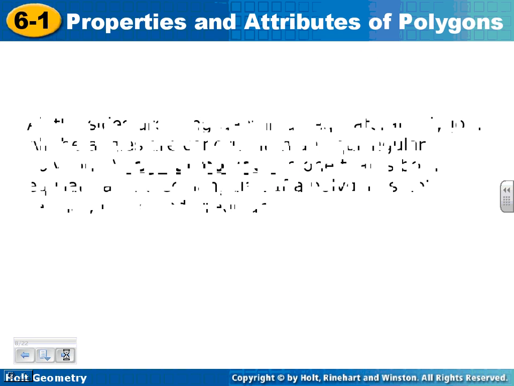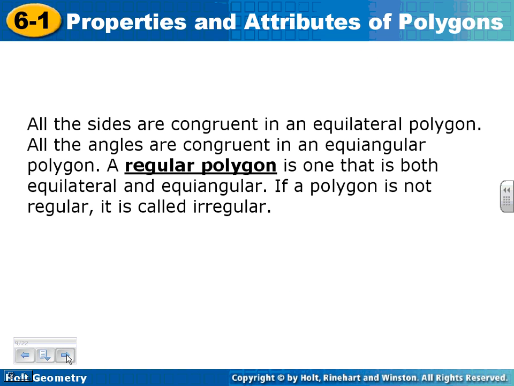All right, some more definitions here. It reads, all the sides are congruent in an equilateral polygon. All the angles are congruent in an equal angular polygon. Big vocab word. A regular polygon is one that is both equilateral and equal angular. If a polygon is not regular, it is called irregular. To be regular, all of your sides are congruent to each other, and all of your angles are congruent to each other.